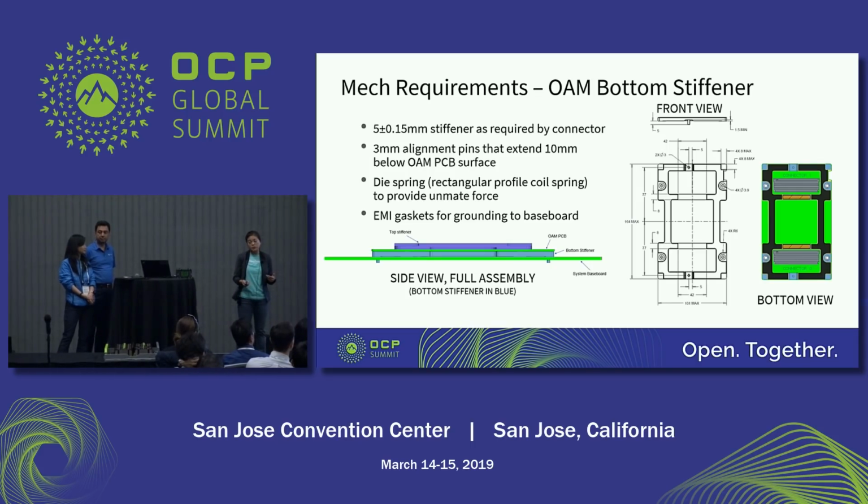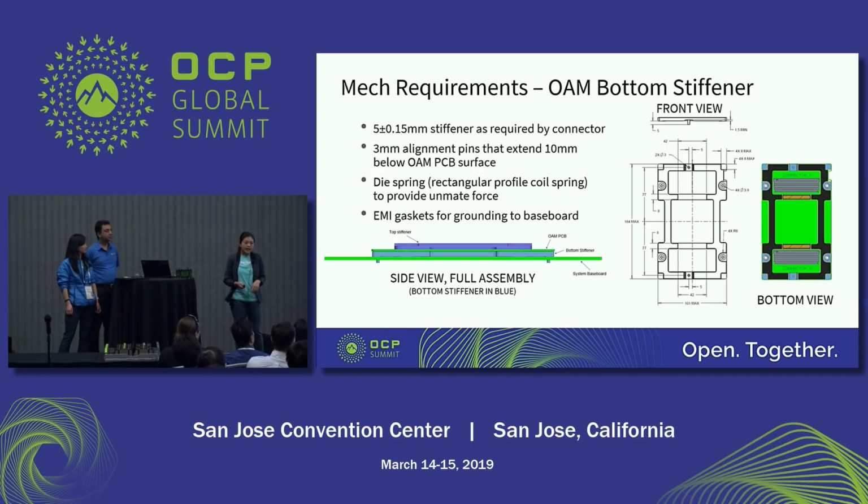The stack height of the bottom stiffener is 5 millimeters plus or minus 0.15 millimeters. And that is just a requirement of the Molex mirror Mezz connector. That 0.15 millimeter tolerance is actually really small. So please see the specification for recommendations on how to do the stiffener adhesive Mylar stack.